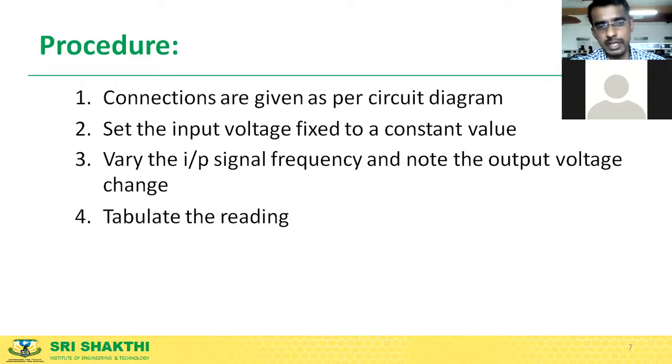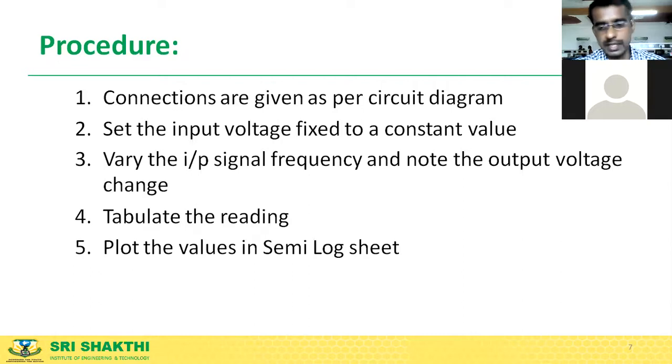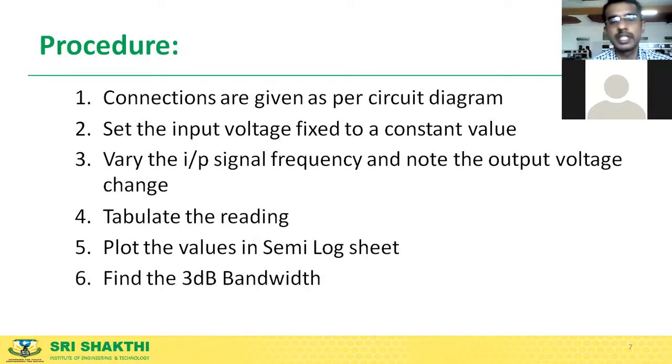So we are going to tabulate the readings. We'll be plotting it on a semi-log sheet like yesterday. Then we'll find the 3 dB bandwidth. So the procedure is similar to yesterday's procedure. Or for all the experiments, the frequency response characteristics, it's the same thing. You will vary the input frequency and you'll note down the output amplitude. So input amplitude is fixed. Output amplitude, or output voltage, will differ according to the frequency. That's the idea. Got it?